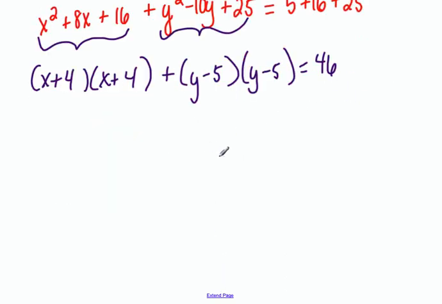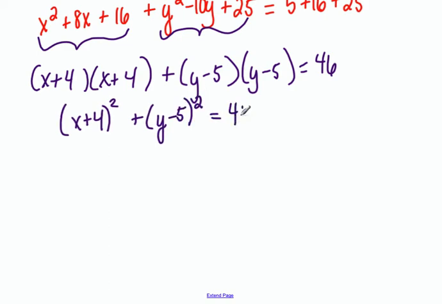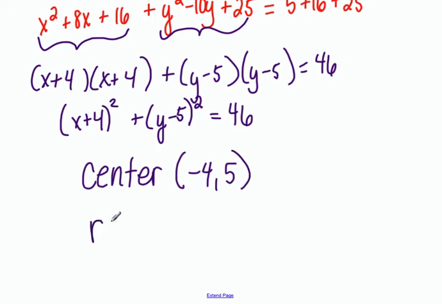Now, how is that the equation of a circle? (x plus 4) squared plus (y minus 5) squared equals 46. What's my center? -4, 5. And what's my radius? That's it. Who has questions?